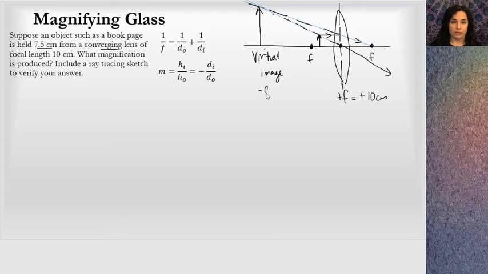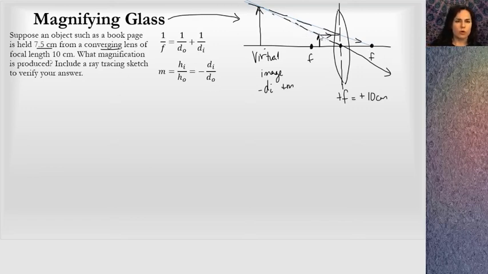I'm going to expect my image distance to be negative. I'm going to expect a positive magnification. And I can see that it's a larger image, which is what I expected, right? It's a magnifying glass. I expected it to magnify, to make larger, that original object. So this is a ray tracing.